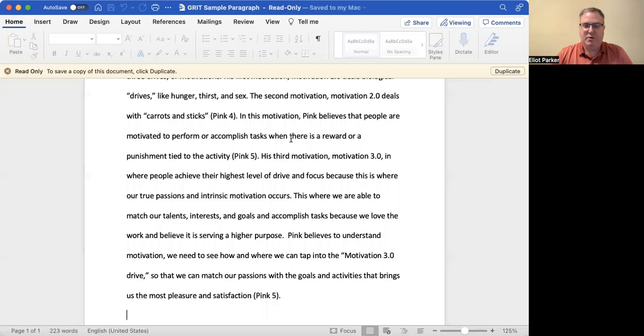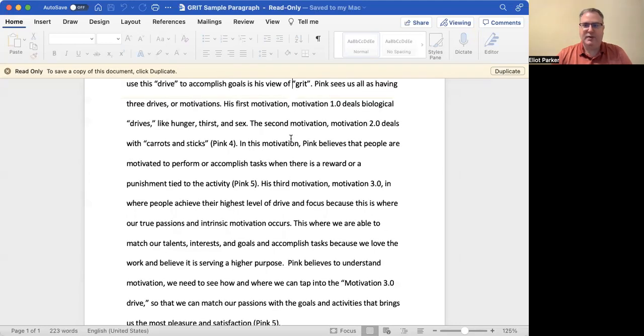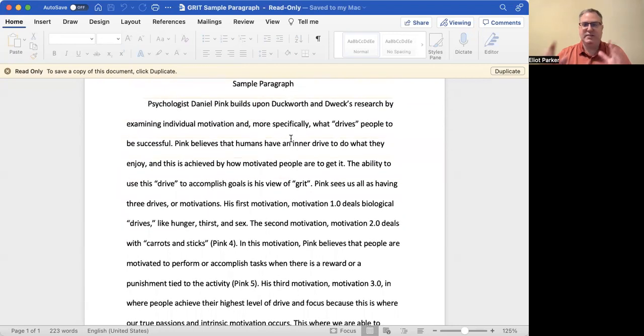Pink believes to understand motivation, we need to see how and where we can tap into the motivation 3.0 drive so that we can match our passions with the goals and activities that bring us the most pleasure and satisfaction, Pink 5. Okay, so that's the paragraph that I put together. And let's say this is the paragraph I've decided I want to work with. I want to see what I can do, and I want to shape this up and maybe make this better.